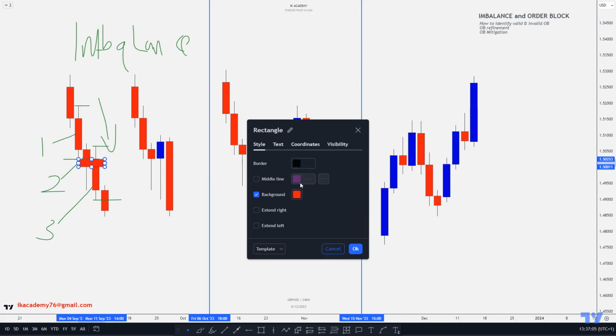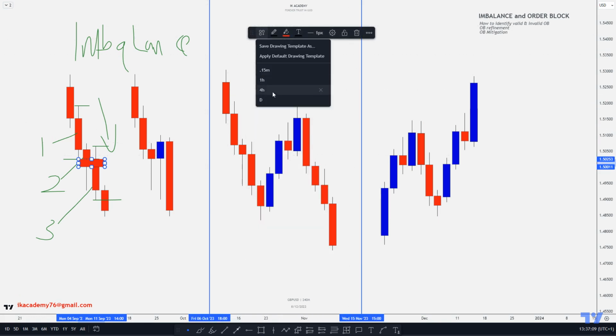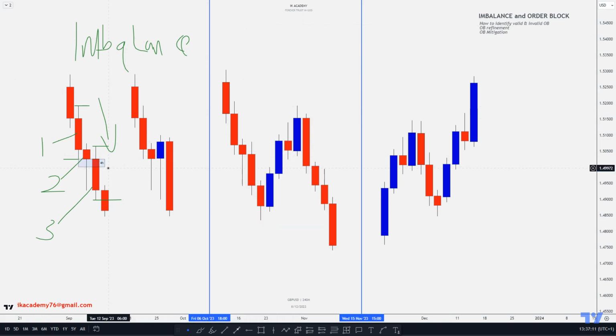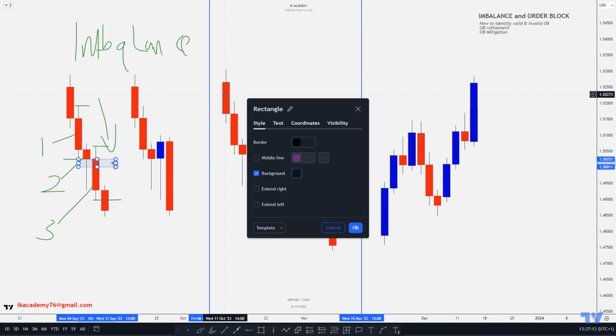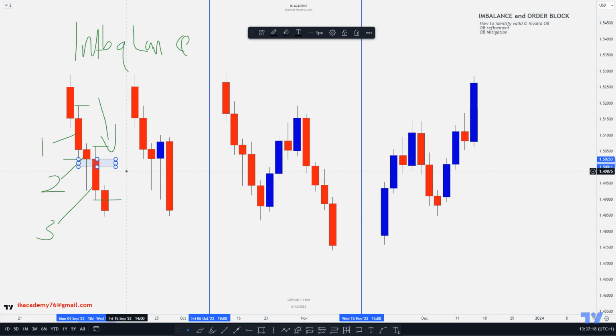Sorry, let me change this. You can clearly see there isn't any space between those candles. So there is no value imbalance. There is no imbalance in that particular place.